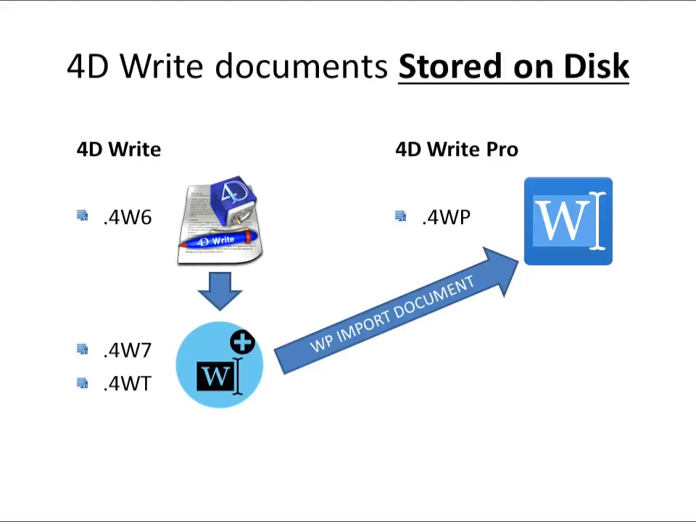In both conversion paths, the 4D Write document must be in version 7 format in order to be recognized by 4D Write Pro. If you have older 4D Write documents, they must be converted to version 7 first.